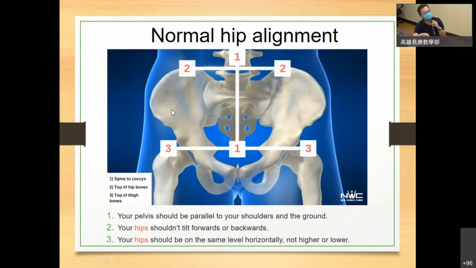Okay, and the second, number two, this pointer is your right upper iliac crest. This is your left upper iliac crest. We drop a line between these two points. The line should be parallel to the ground. Okay, so this is a good alignment. If the line is not parallel to the ground, maybe your hip is not in a good position, maybe rotated up and down, so it's not a good hip alignment. So you know what alignment is.